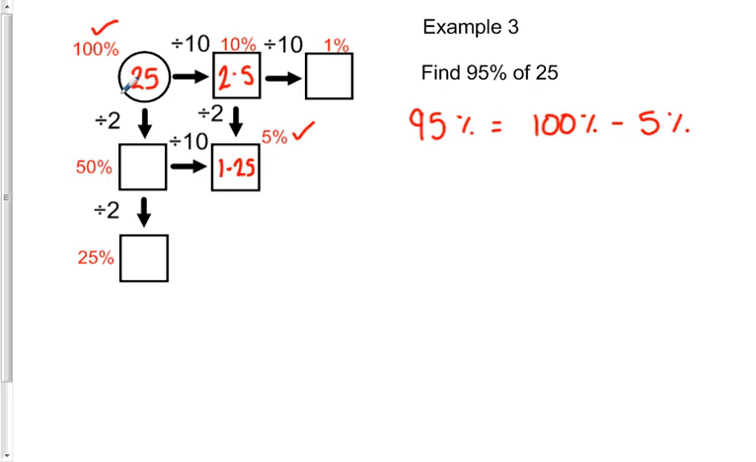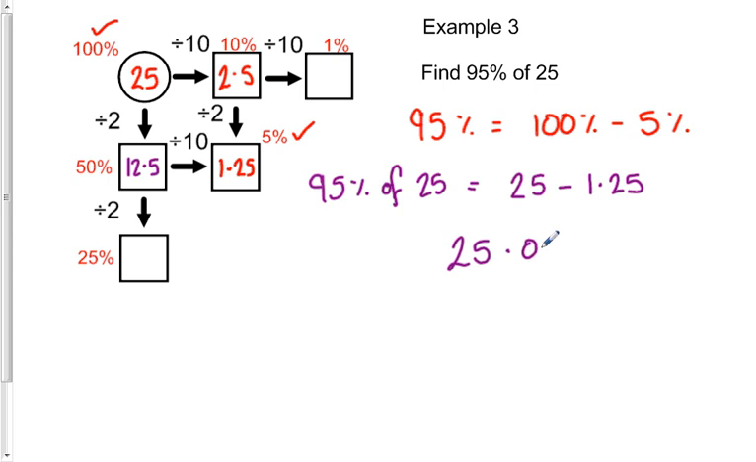For those of you interested, the other path would have taken me to 12.5 and then 1.25. Both paths end in the same answer. But now we have everything we need. So we can say that 95% of 25 is 25 take away 1.25, which, using our chimney sum here, 25.00 minus 1.25, and I put these extra 0.00 in here as our placeholders.